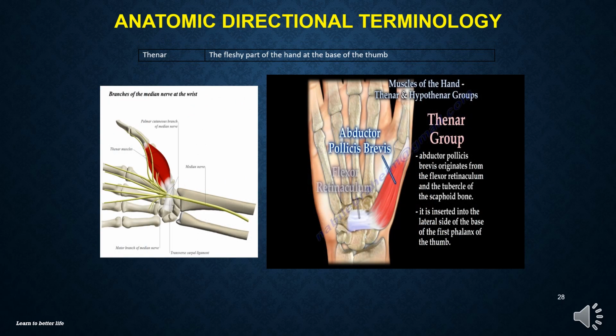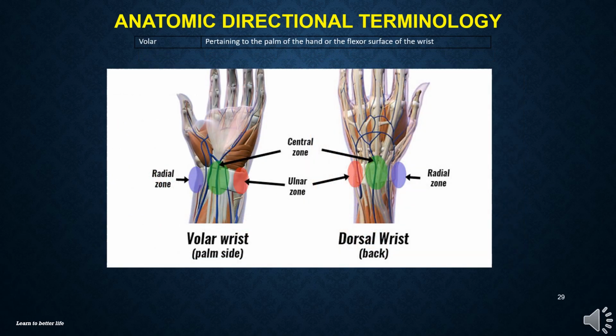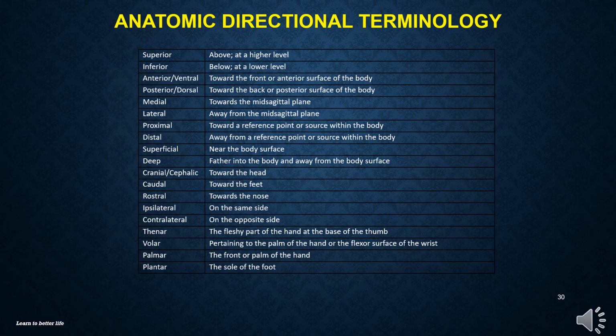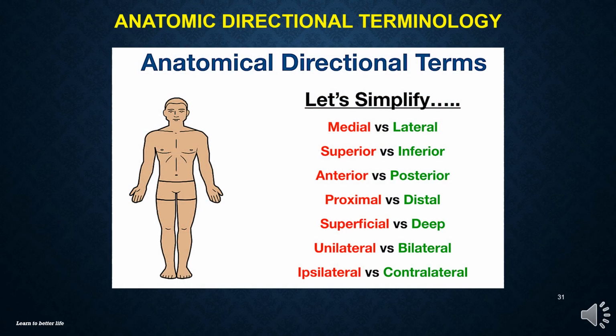Thenar is the fleshy part of the hand at the base of the thumb. Volar is pertaining to the palm of the hand or the flexor surface of the wrist. You just learned all these terms. You can try to memorize this table. Here is a quick summary of some of the directional terminology. Medial versus lateral. Superior versus inferior. The anterior is opposite to the posterior. Proximal is opposite to distal. Superficial versus deep. Ipsilateral versus contralateral.